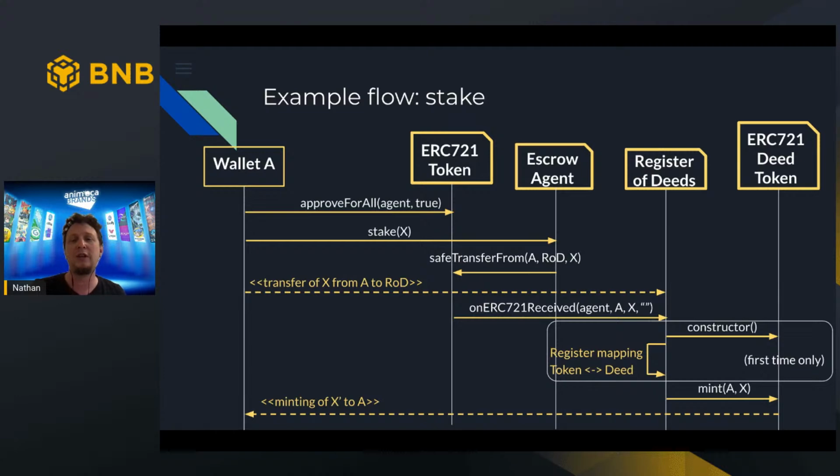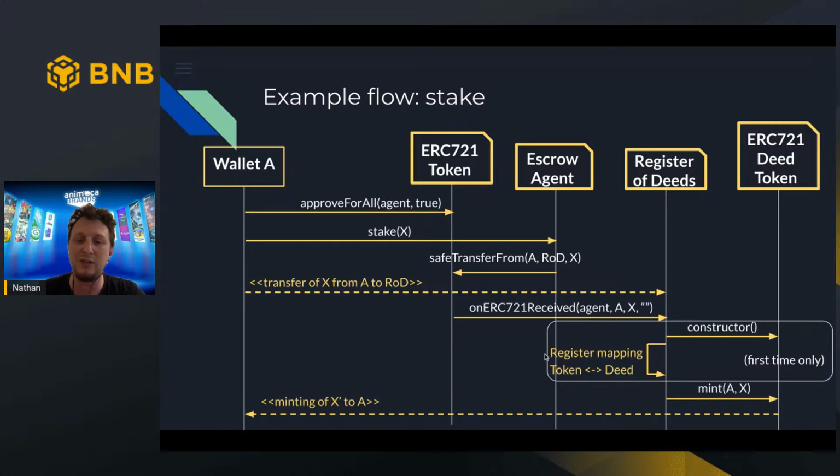So now let's look at an example flow for a staking contract. Wallet A would approve the agent to transfer its tokens. Then it will call the function stake, X being the token that it wants to stake. The escrow agent will call a safe transfer on the token to transfer it to the register of deeds. So at this moment, the transfer happens: transfer X from wallet A to the register of deeds. And through the reception callback, the register of deeds will then execute a logic.